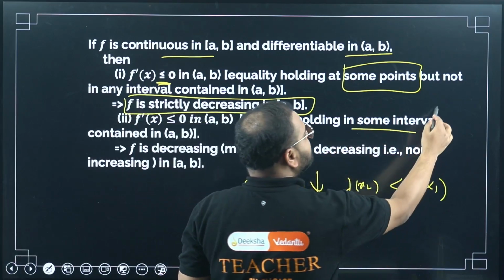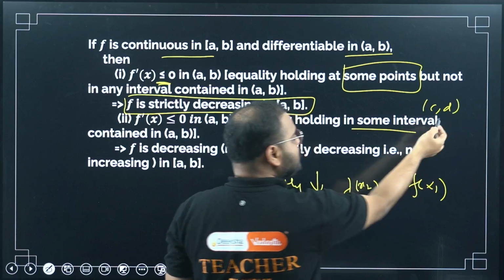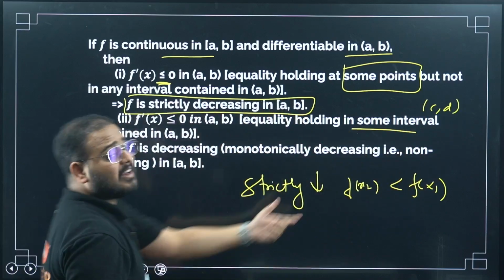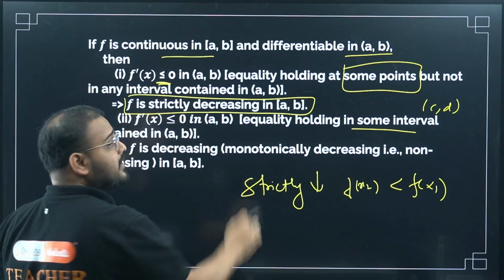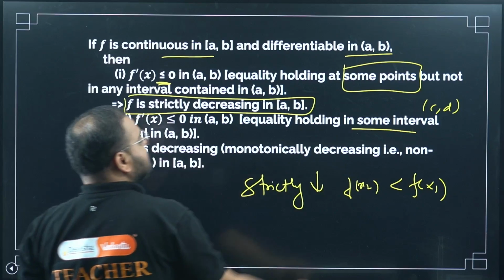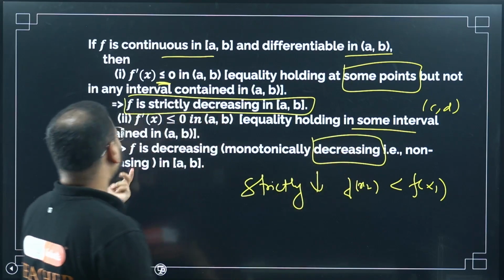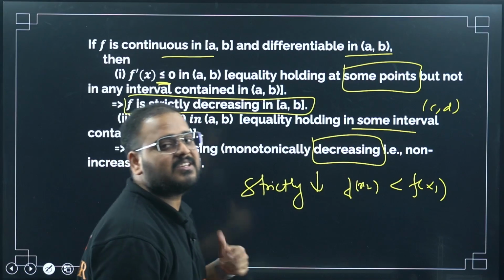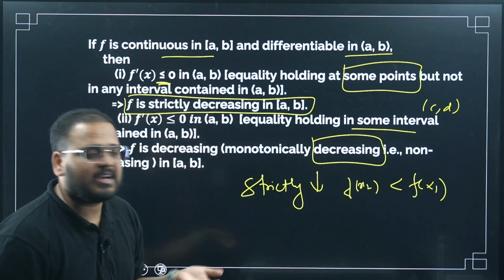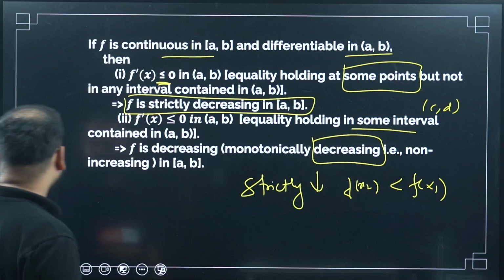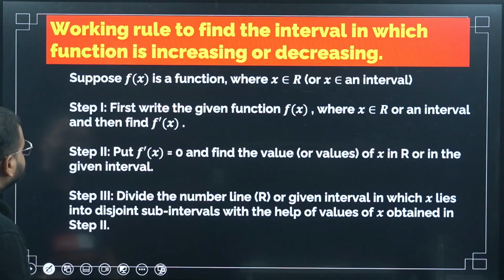So again I can write this as C comma D. If this equality is valid for an interval, then I cannot call this strictly decreasing. I have to call it simply decreasing. This trend is decreasing, or also can be called a non-increasing function. Decreasing is a non-increasing function. Same thing I explained in the definition part also. Let's move on.